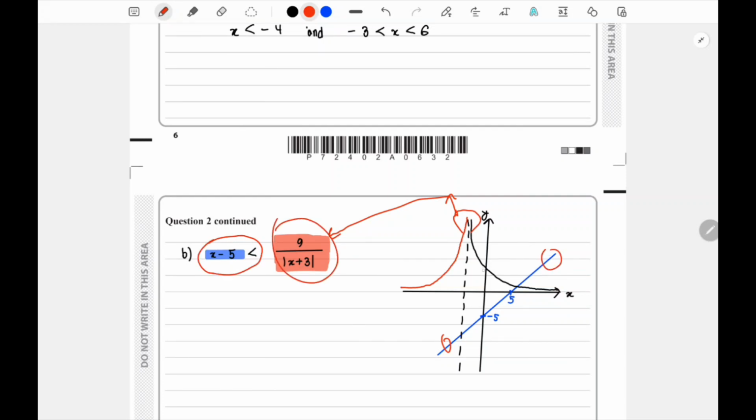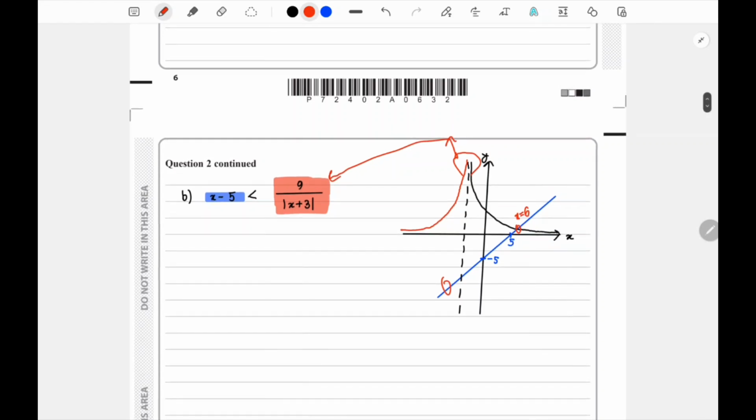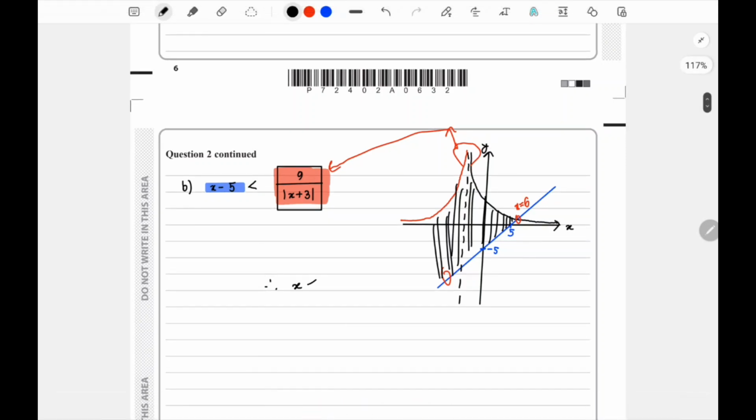So we need the blue graph to be under the black part, and we know this point is at x equals 6, and we want the blue graph to be under the black graph. So it happens when x is less than 6. Everywhere else, the graph for 9 by modulus of x+3 is over the graph of x-5, except when it's greater than 6. So the answer we have is x less than 6.